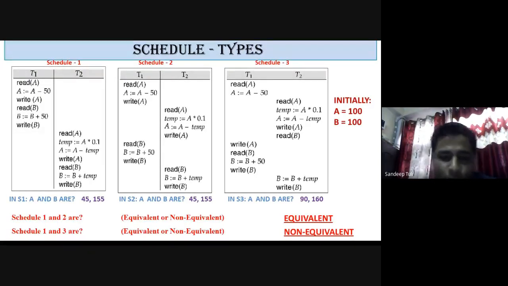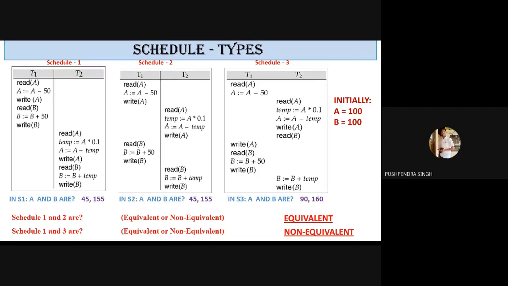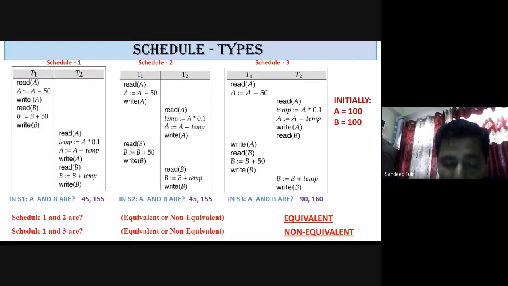Now logically, if you are seeing which one is better, either schedule 1 or schedule 2, which one is better? Which execution is better actually? Schedule 1 or schedule 2? Schedule 2. Schedule 2 is better.